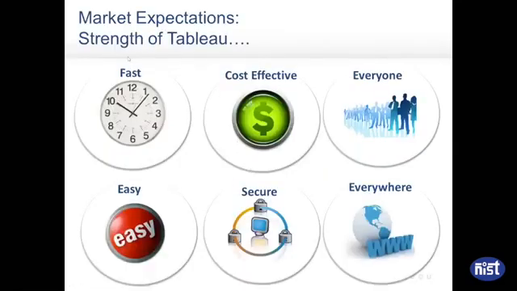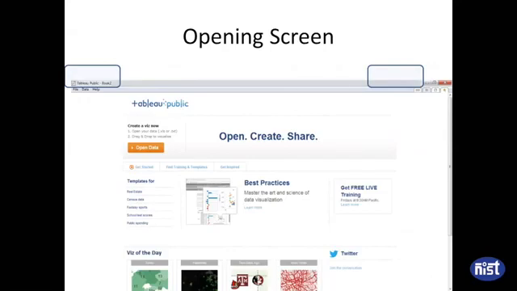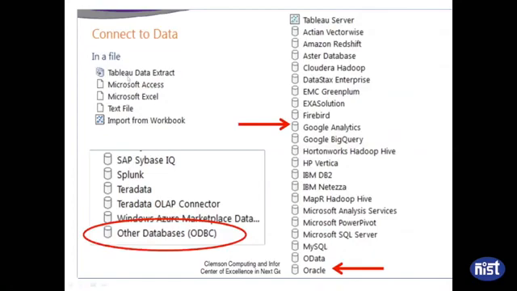So Tableau software is very fast and cost effective. Everyone can use it. It is easy to operate. It is secure, and you can use this software everywhere. Okay. Now when you open this Tableau software, you find this type of image. The most important part is you can connect your data, either Excel, SPSS, SAP, Stata, PDF, and a lot of databases. Suppose you have made a questionnaire in Google Doc and you want to analyze that, directly you can import it into Tableau and analyze.